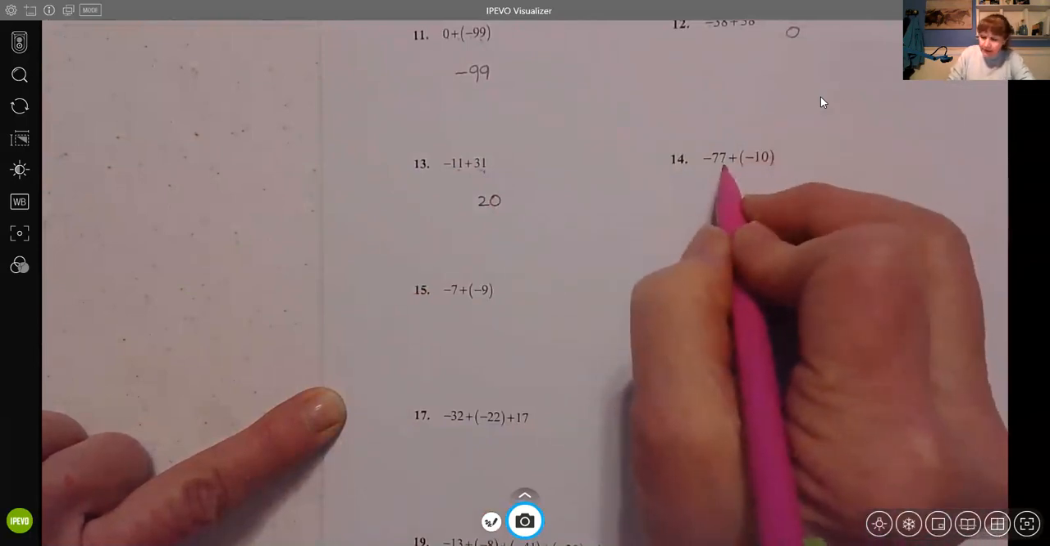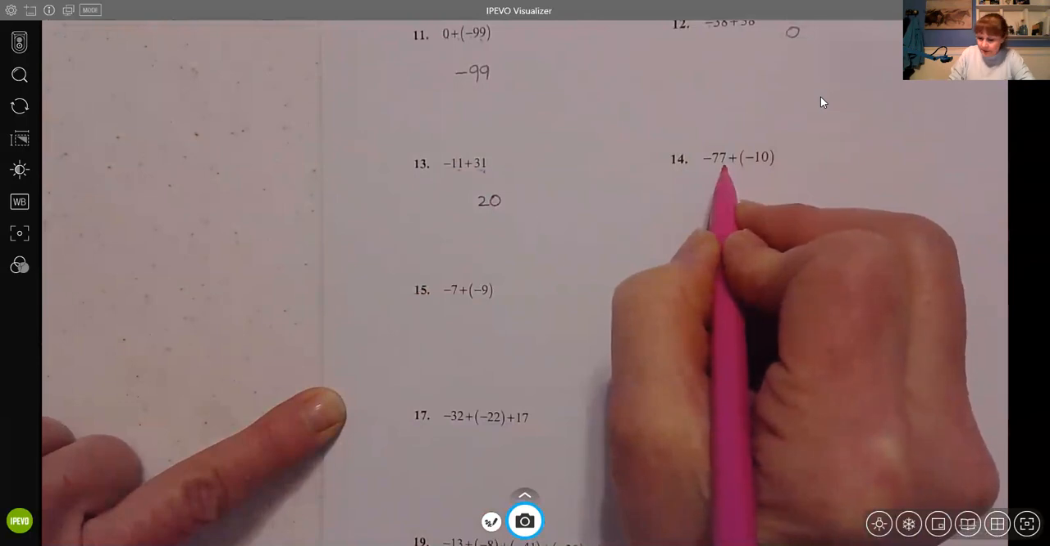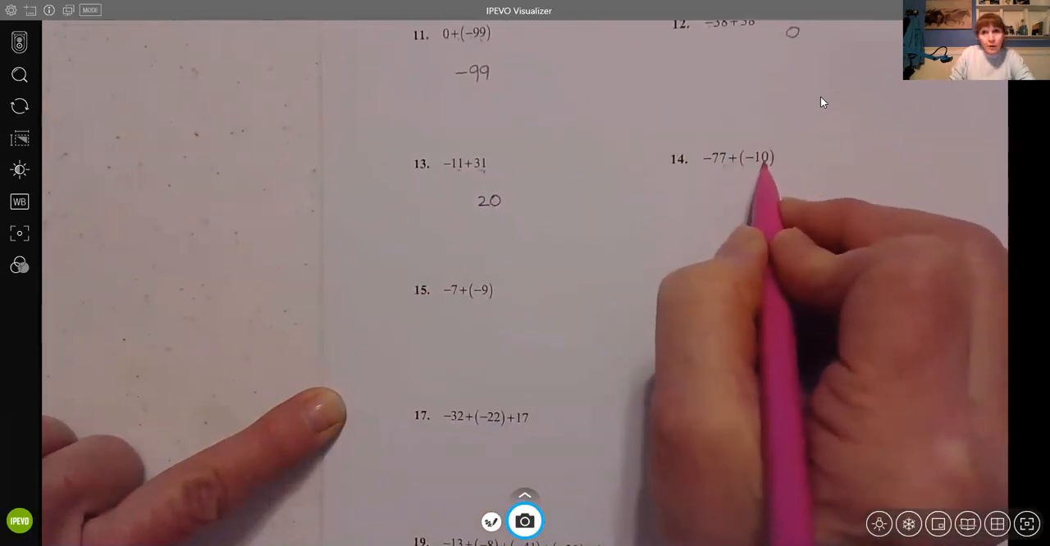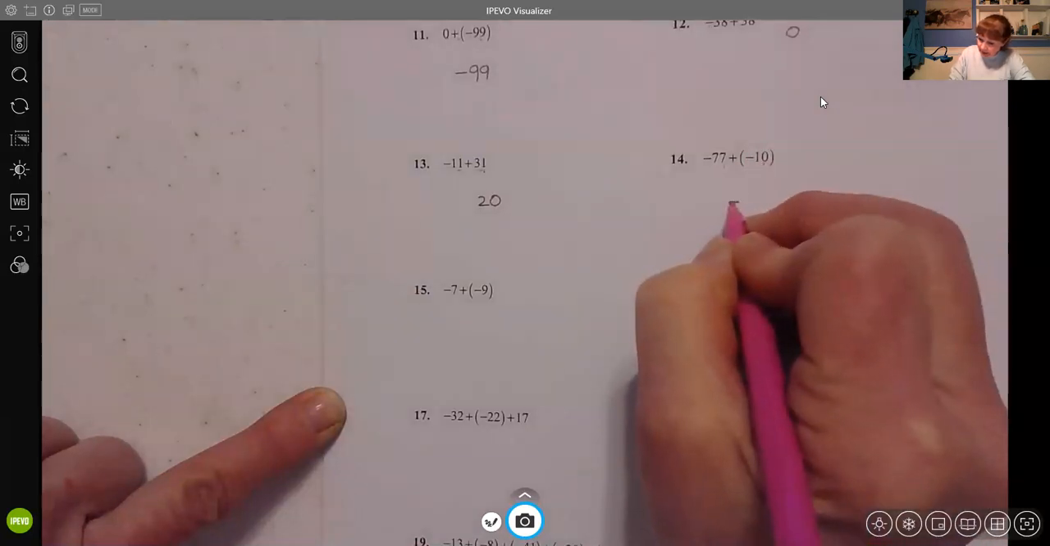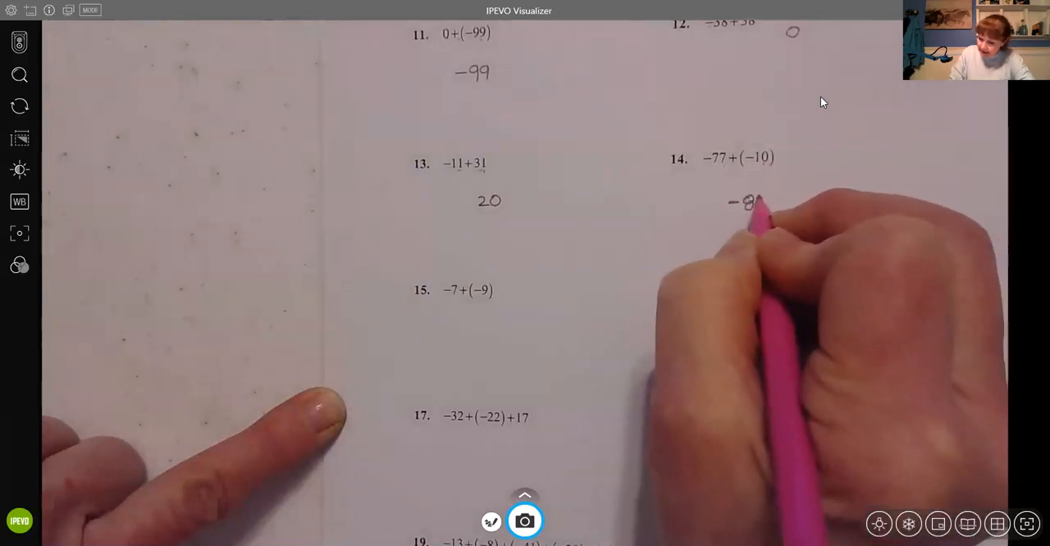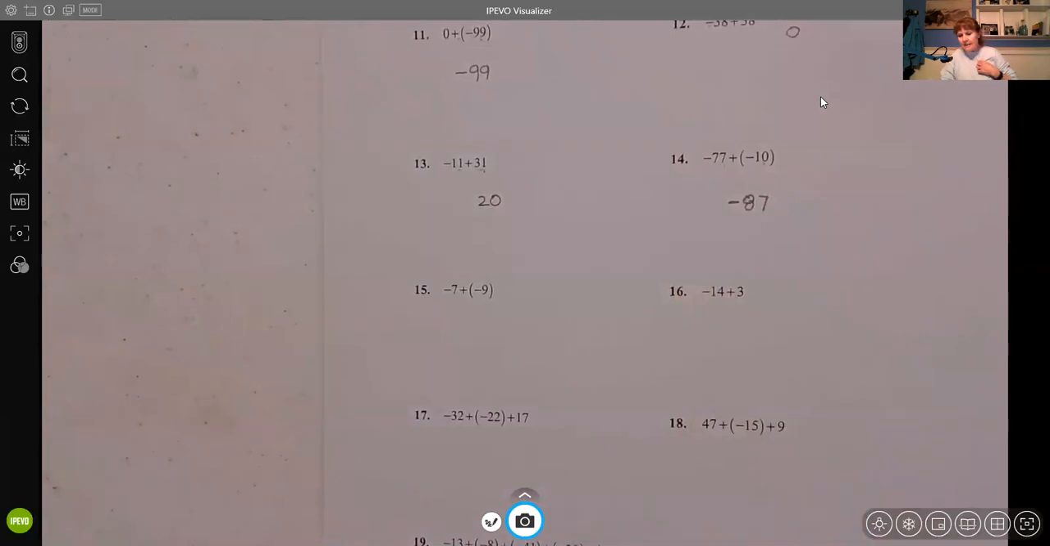Here, -77, 77 negatives, and I'm going to add 10 more negatives. Nothing will cancel out. I'll end up with a -87. I'll have 87 negatives when I add those together.